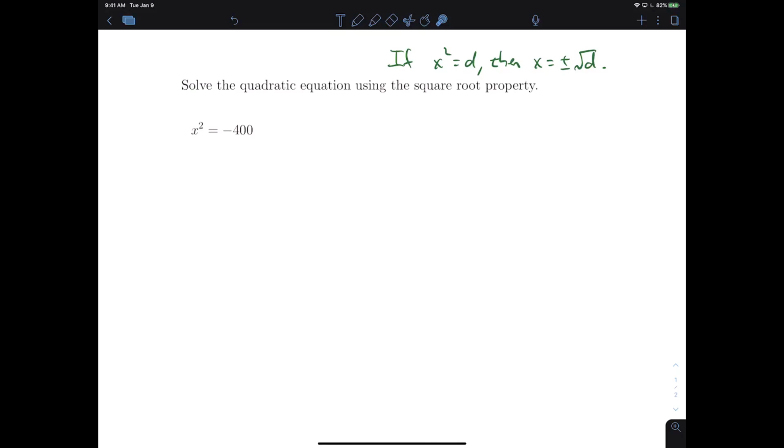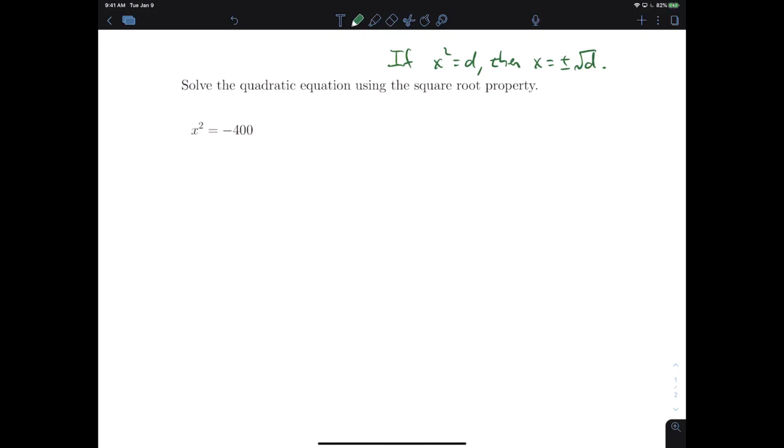Now, I showed you the proof earlier, but to do this, basically we just want to get rid of the square, so the opposite of squaring is square rooting. So square root both sides means x equals square root of d, but when you work with an even exponent like this, you always have to use a plus or minus. I showed you why in the proof.